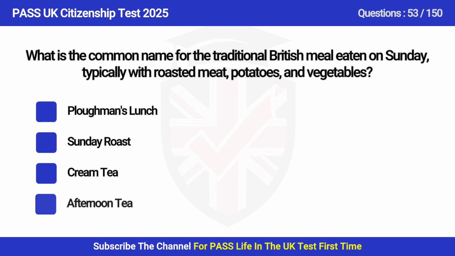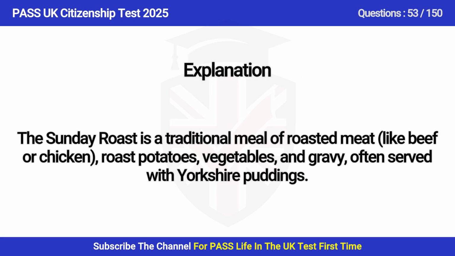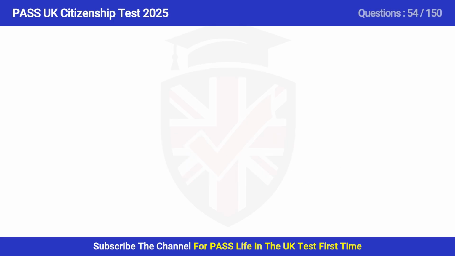Question 53. What is the common name for the traditional British meal eaten on Sunday, typically with roasted meat, potatoes and vegetables? A. Ploughman's lunch, B. Sunday roast, C. Cream tea, D. Afternoon tea? Answer is B. Sunday roast. The Sunday roast is a traditional meal of roasted meat like beef or chicken, roast potatoes, vegetables and gravy, often served with Yorkshire puddings.